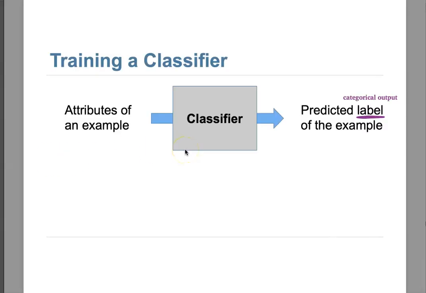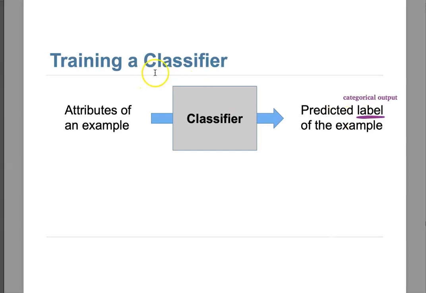So in machine learning, a lot of the time we hear about this, we say training a classifier. Training the classifier is actually just trying to build our classifier. Remember, we have our sample data for the attributes, for example. We pass the data into our classifier. That's our input. Then through the classifier, our output is the predicted label for the example. So the label is the categorical output we are talking about.